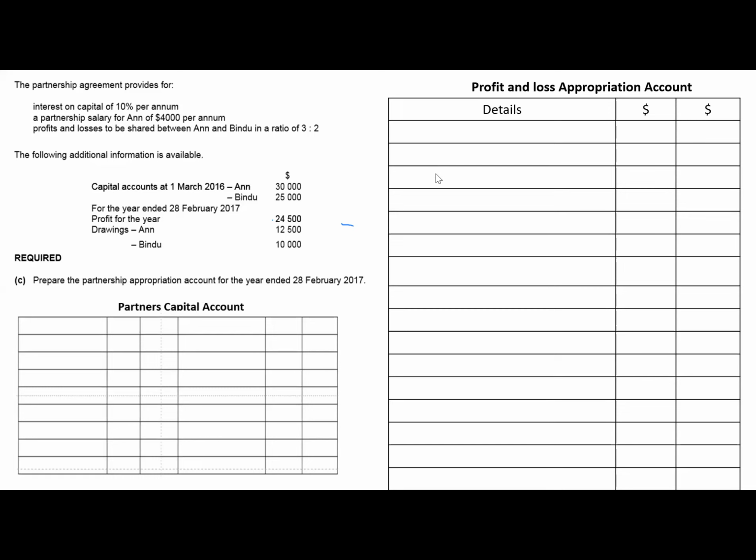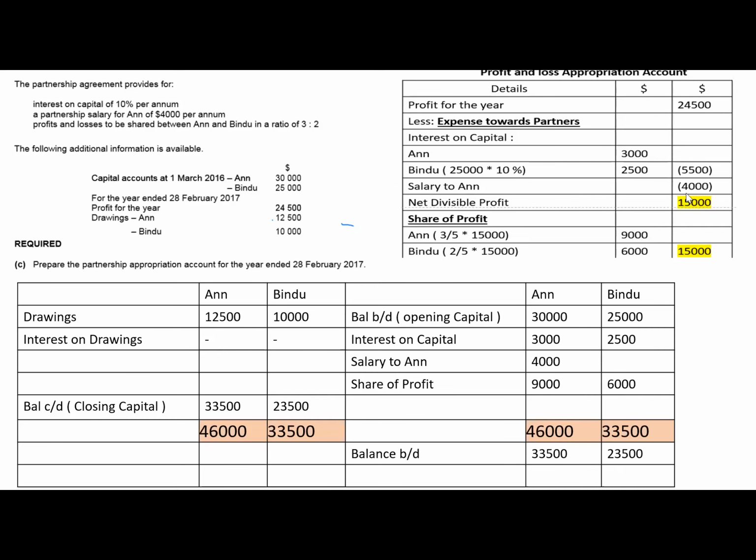Less, what will you do? Less expenses towards the partners. So what is your expense towards partners? First is interest on capital. Okay, you can see interest on capital. So what is the capital amount? 30,000 and 25,000. So you will do less expenses towards the partners, 10% and 10%. Okay. After that, what is there? Salary. Salary is given only to Anne. So less expense towards partner, salary to Anne, that is 4,000.